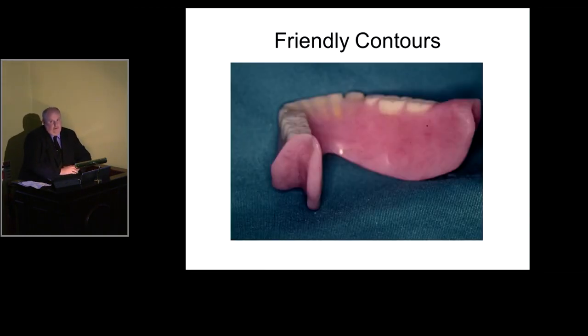Friendly contours. This area in here, we're talking about a lower, so it's not strictly retention, it's more stability, but same concept. If we don't have a nice contour there, the tongue will want to lift the denture. So, harmony with muscle forces. Poorly contoured dentures reduce retention, stability, and support.